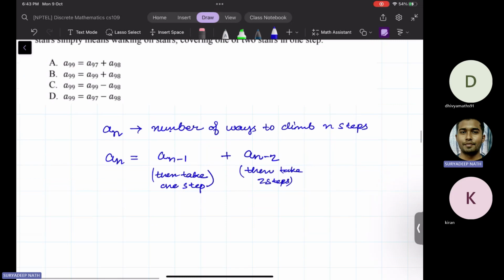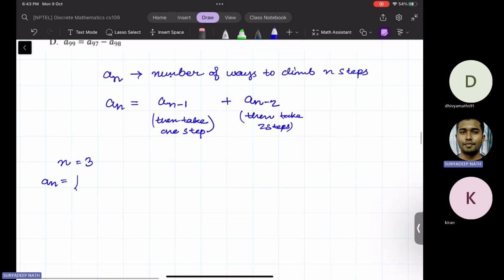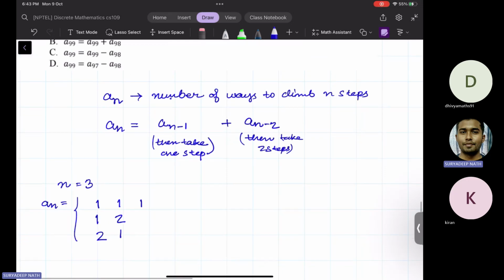To make it easier, I'll give an example. Let's say you have three steps, so n equals 3. So an would basically consist of all the combinations. You have 1, 1, 1: you take one step, one step, and one step. You can have 1 and then take two steps and you reach. You could have 2 and 1. So these are the ways for n equal to 3. The number of such combinations is an.